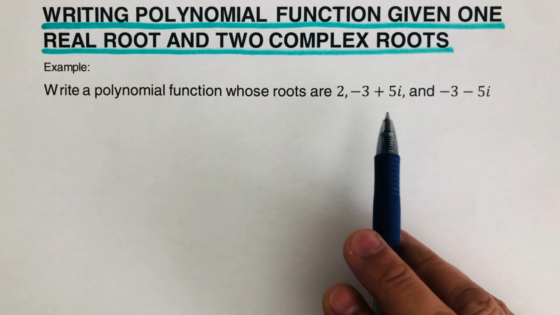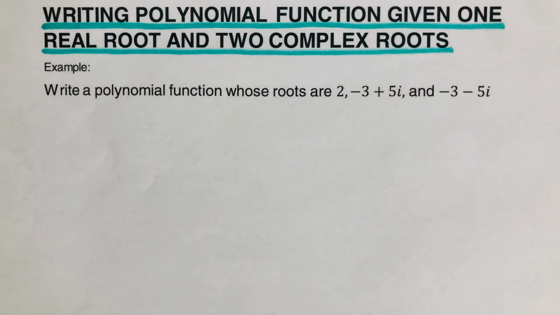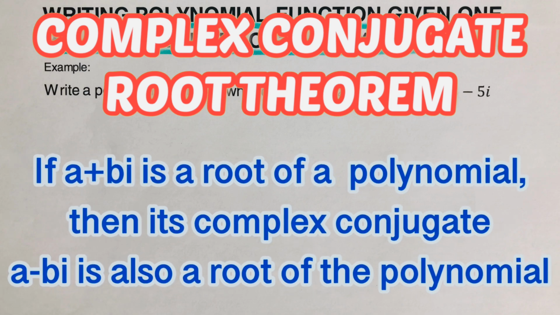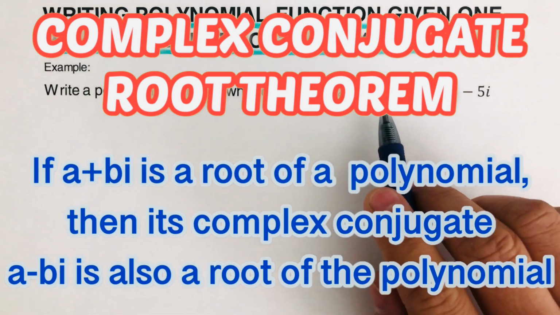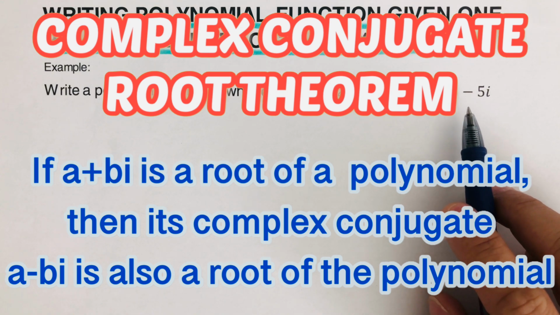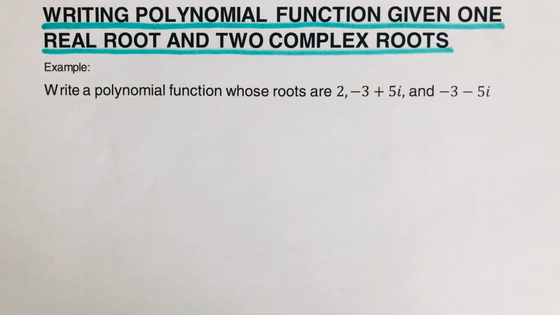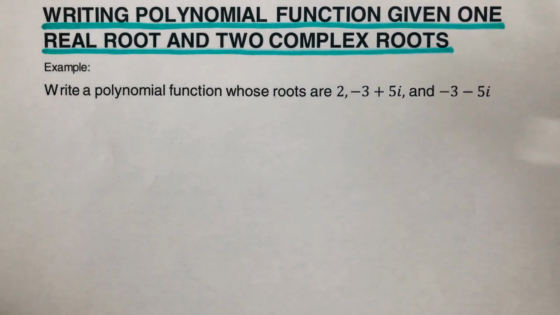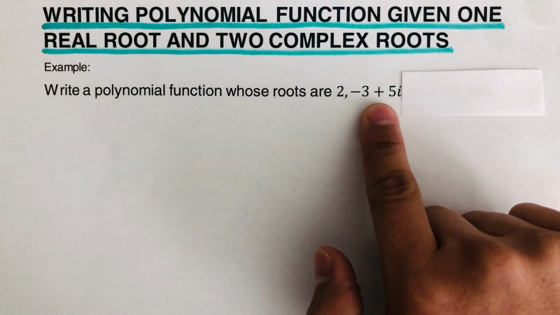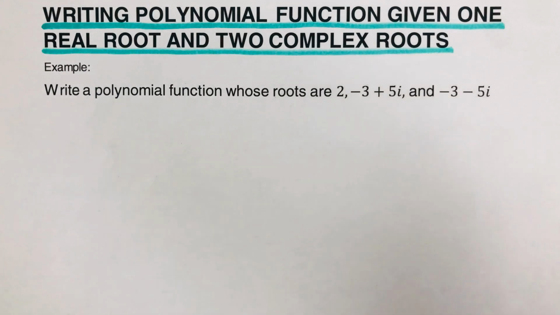Now, please notice that these two are conjugates of each other. Please remember the complex conjugate root theorem. This theorem states that if a plus bi is a root of a polynomial, then its complex conjugate a minus bi is also a root of the polynomial. So both of these are roots of the polynomial. In some cases, if we are given only this complex root, automatically its conjugate is also a root, so we have to write -3 minus 5i.